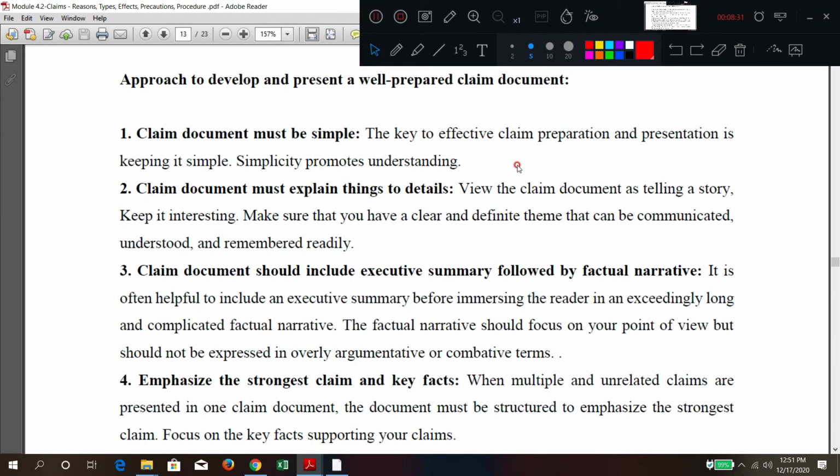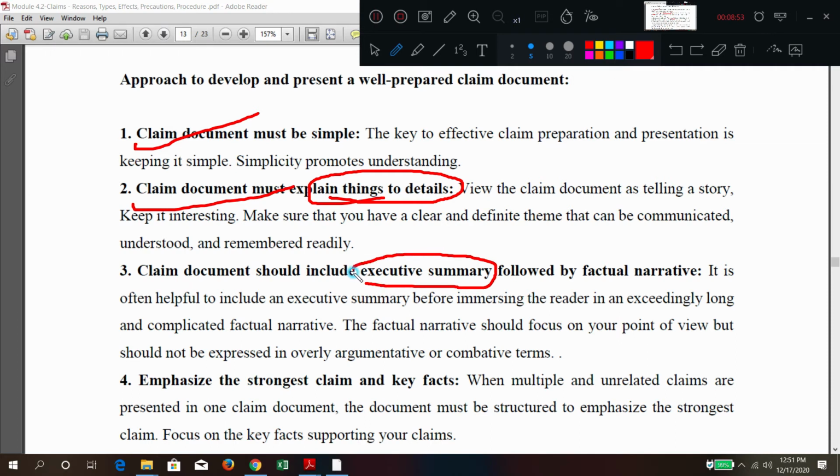Preparation: how to go, what is the approach for that? The claim document must be simple, meaning all the clauses should be mentioned only up to the point. The claim document must explain the things in detail. Supporting photographs, documents, reports, everything should be given. The claim document should include a summary in the beginning as well as at the end, followed by a factual narrative. Factual narrative means dates, times, cost, money, measurement.